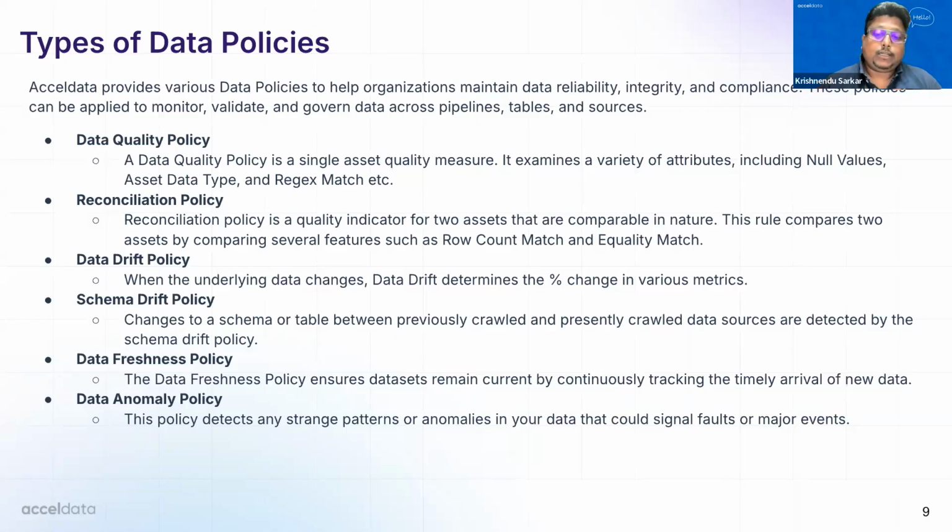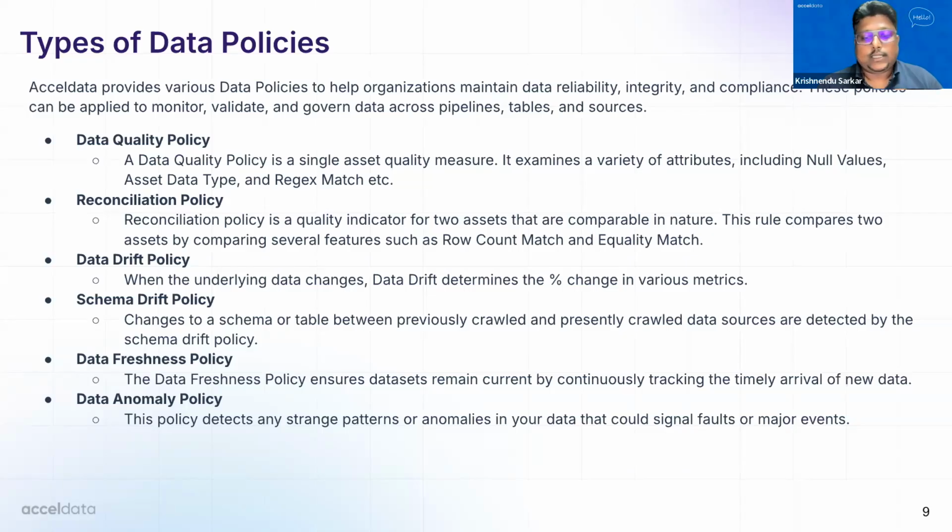Now, coming to the schema drift policy, it detects any changes in the table structure like added or missing columns between past and current schema scans. And then coming to the data freshness policies, it ensures data stays up to date by monitoring how frequently new data arrives, flagging any unexpected delays basically. So you can detect the schema changes in early stages, right? So that it will not fail your production related jobs as well.